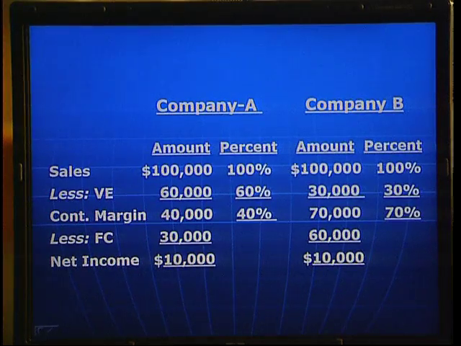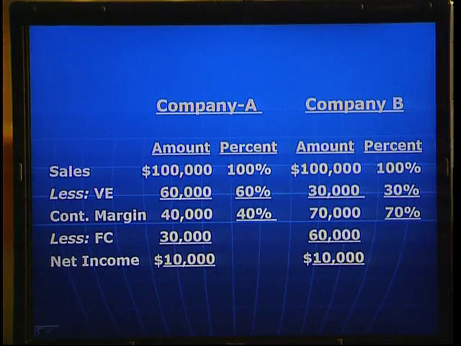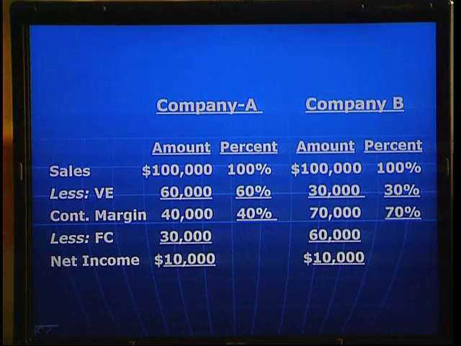Company A's sales revenue is $100,000, which is 100%, and Company B's sales revenue is $100,000. Company A's variable expenses are $60,000 and fixed cost is $30,000. So Company A's fixed cost is less than variable cost. On the other hand, Company B's variable cost is $30,000 and fixed cost is $60,000. That is, Company B's fixed cost is higher than variable cost. However, the profit for two organizations are same, that is $10,000.